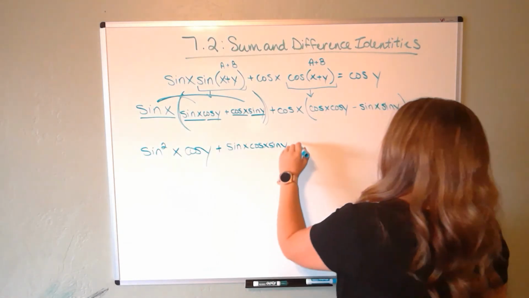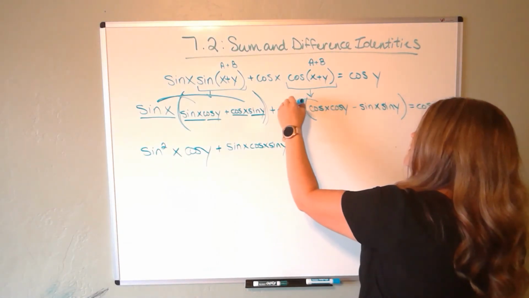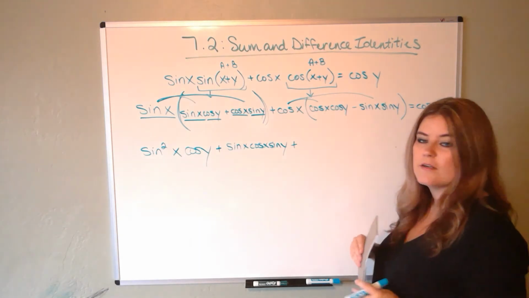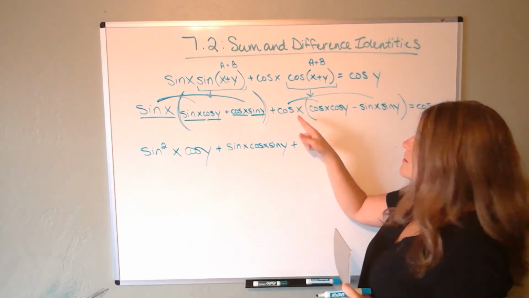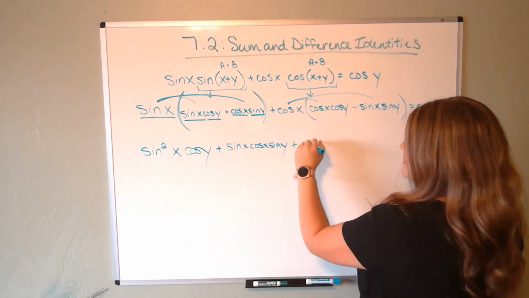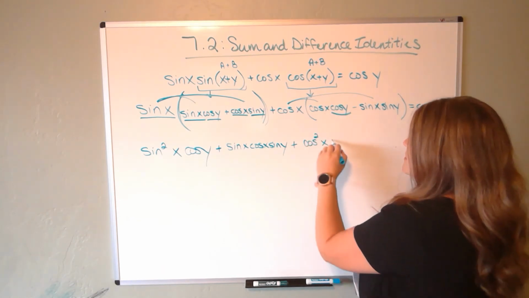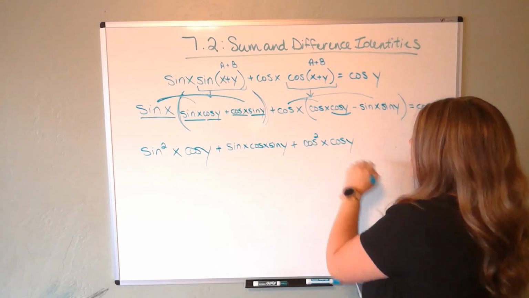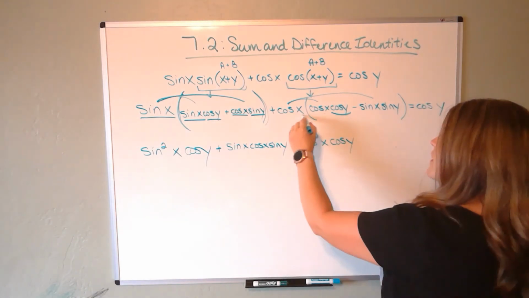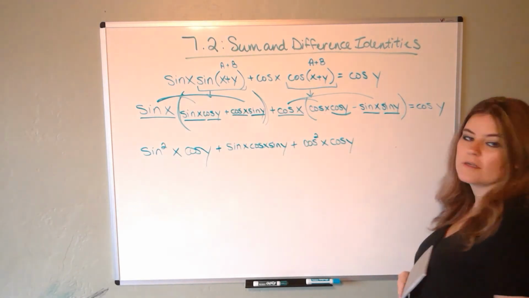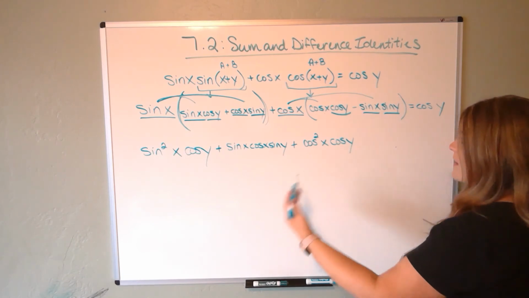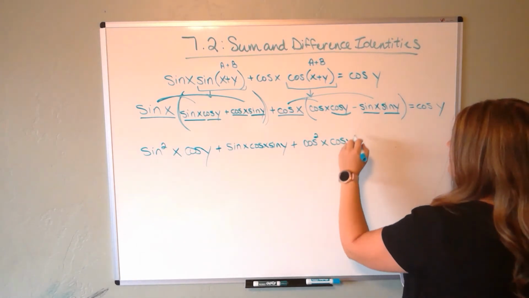Okay, let's distribute this cosine x now. So distribution here. What about this term, guys? Cosine x times cosine x is cosine squared x. And this cosine y is just coming along. What do I have here? Well, I have three terms that don't combine really in any way, so I have that three-term problem again.